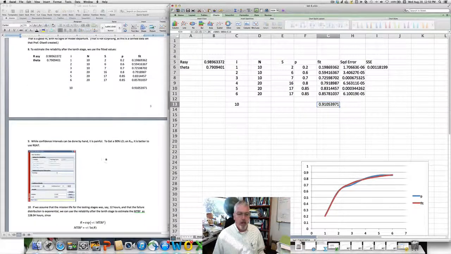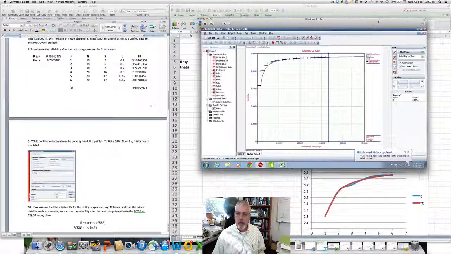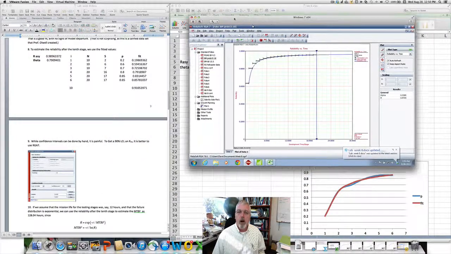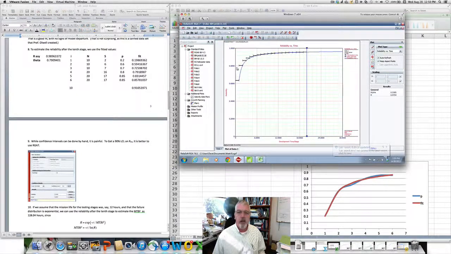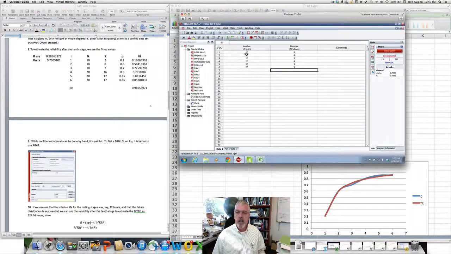Okay, if I wanted to get confidence intervals for this, I could do it by hand, but trust me, it's really painful. So now that we have an understanding of how this works, let's switch to the RGA software, bring it over, and look at this same data set in RGA.